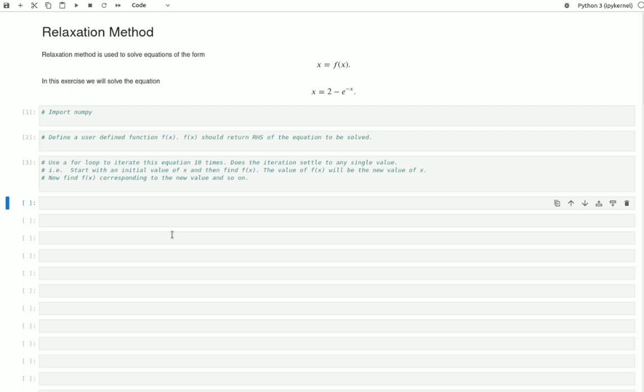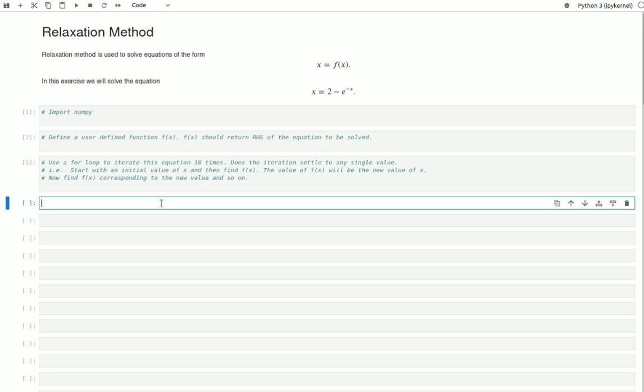Like this, we iterate, suppose, 10 times, and the theory says that after some iterations, the equation will converge to its root. That is how the relaxation method works.